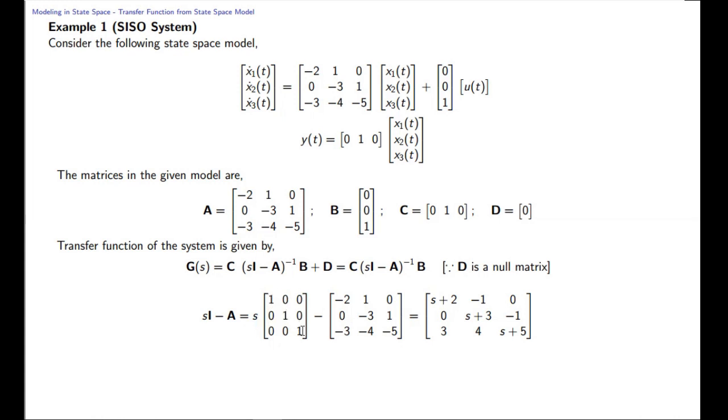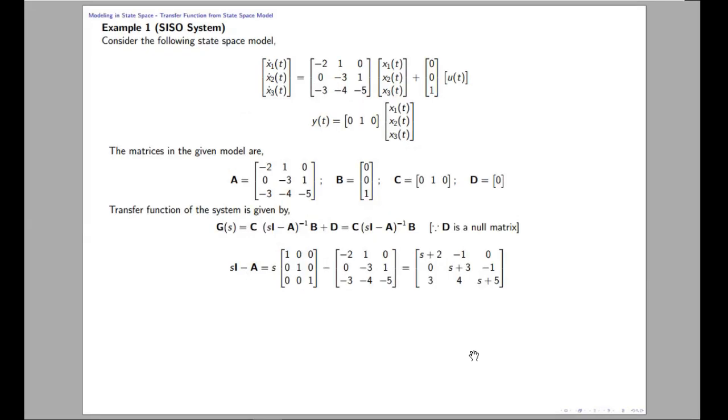So I'll get all the diagonal elements as S. Therefore S minus minus 2 will be S plus 2. And this is 0 anyhow, even if you multiply by 0, you'll get a 0. 0 minus 1 is minus 1. And here it is 0 minus 0 is 0. 0 minus 0 is 0. This is S, when I multiply this matrix by S, this will become S. S minus minus 3 will be S plus 3. 0 minus 1 will be minus 1. Similarly, you can get the last row also. So I got sI minus A.